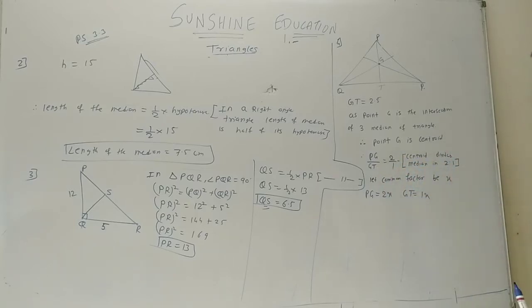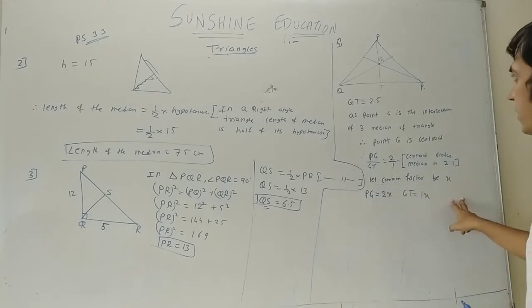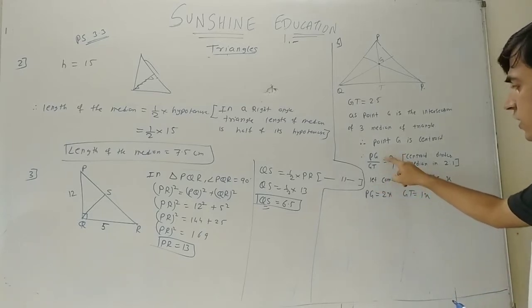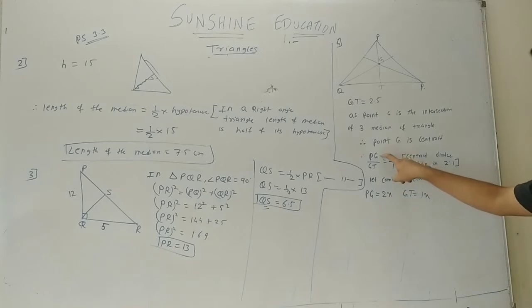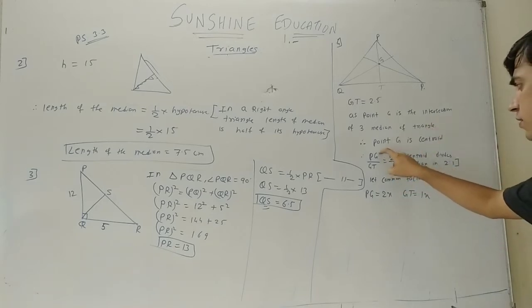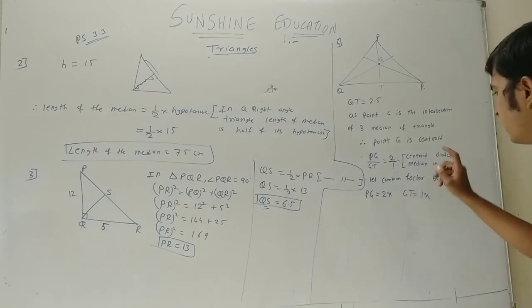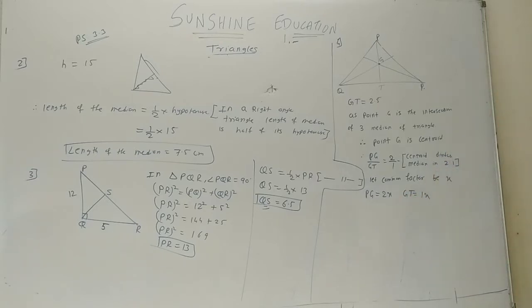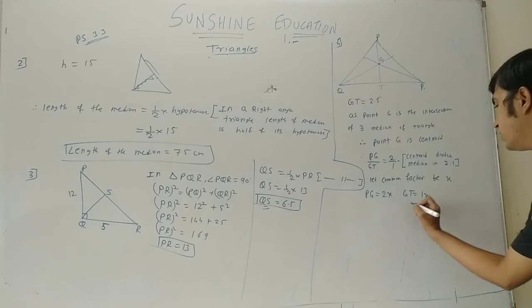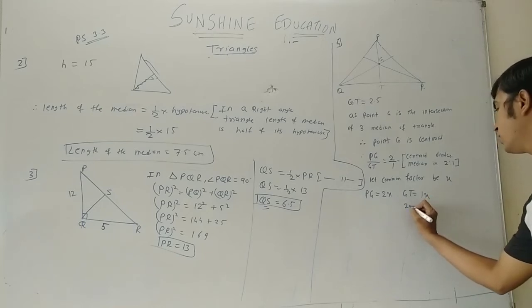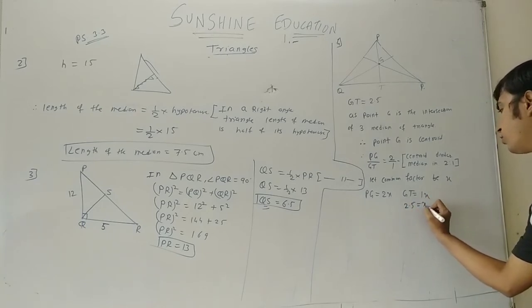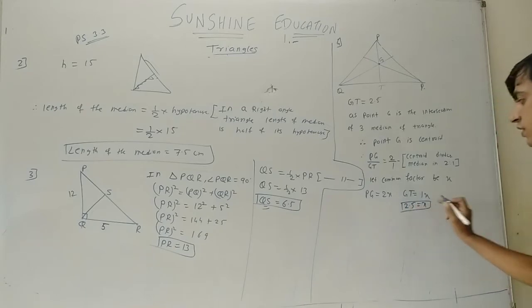Centroid divides the median into the ratio 2:1. Let the common factor be x. When the ratio is given, we can take the common factor as x or anything, A or B. We get PG is equal to 2x, GT is equal to 1x. But we know the value of GT. GT is 2.5. Therefore, we know the value of x is 2.5.